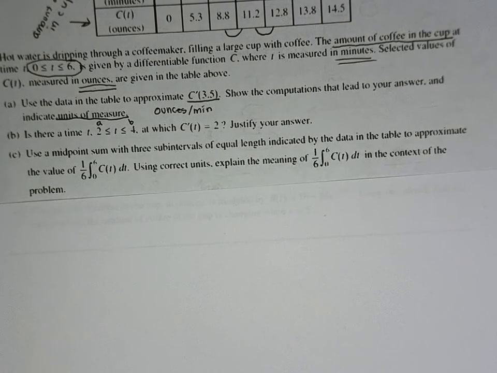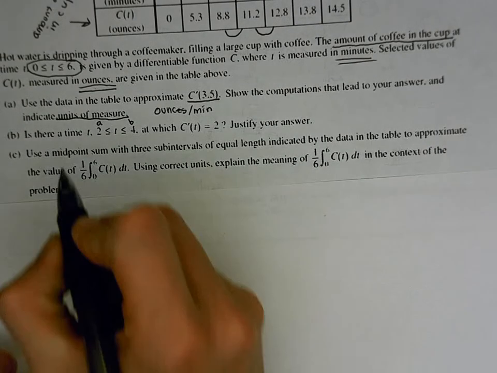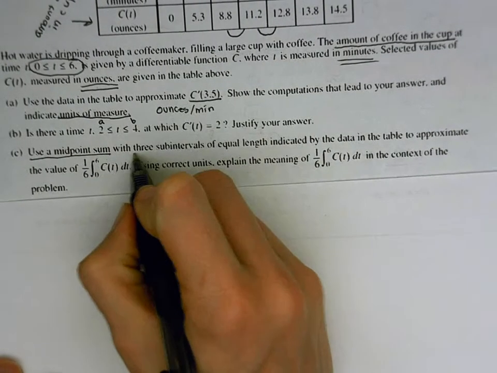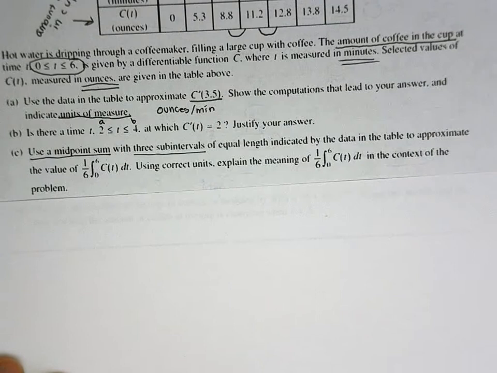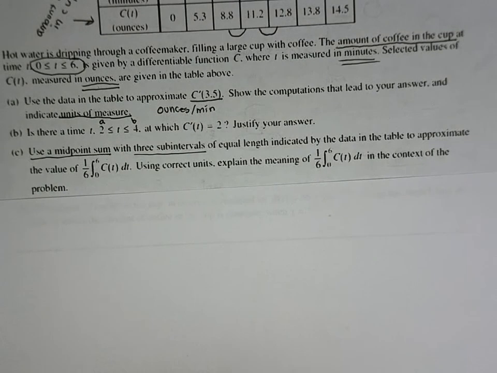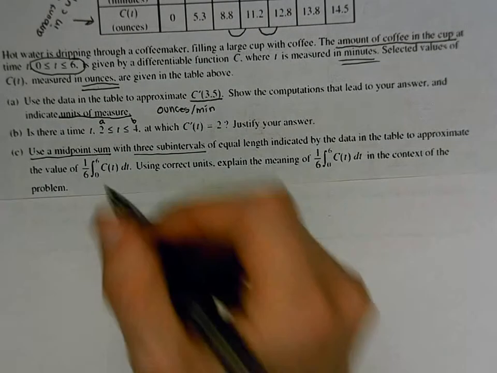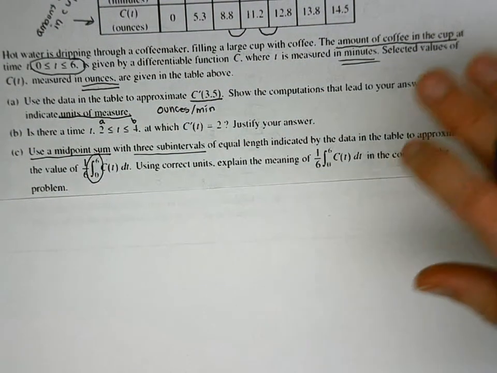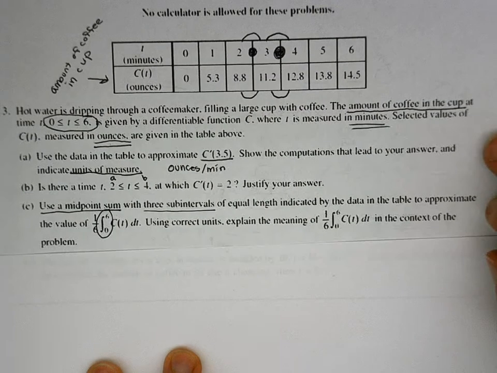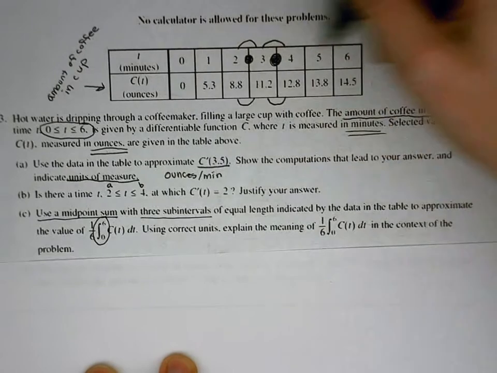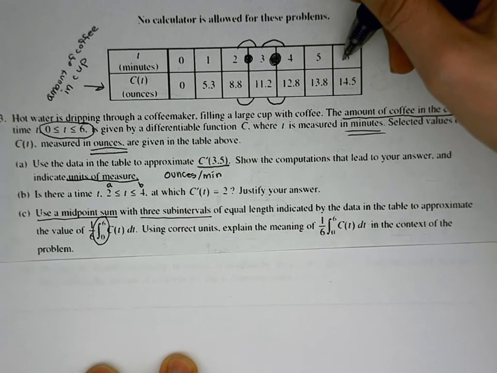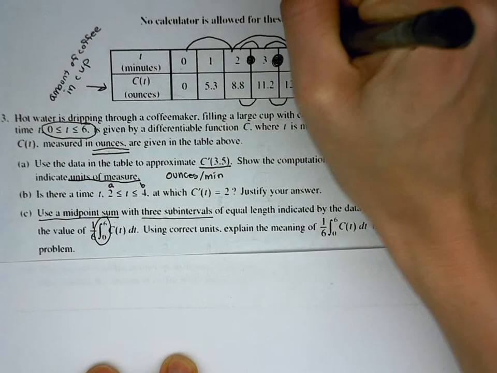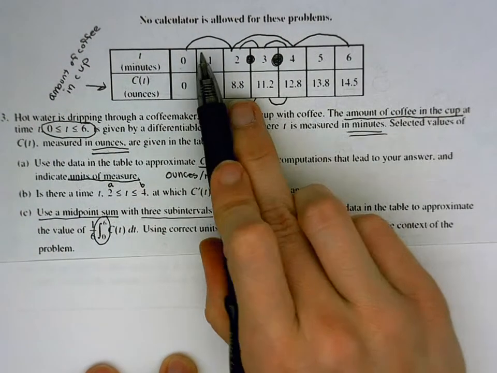Excuse me, sorry. The first point was for using a midpoint sum with 3 subintervals. Right? If you had done the midpoint sum with 3 subintervals, you would have gotten a point. And in this particular case, we are approximating 0 to 6. So as I look at my table up here, 0 to 6, 3 subintervals. To get from 0 to 6, I would be counting by 2's to make 3 subintervals, right? So 1, 2, 3. So I can see my 3 subintervals here.